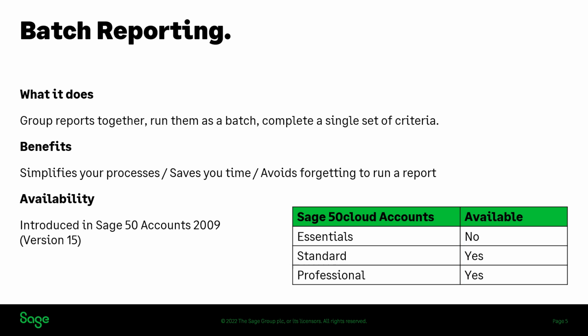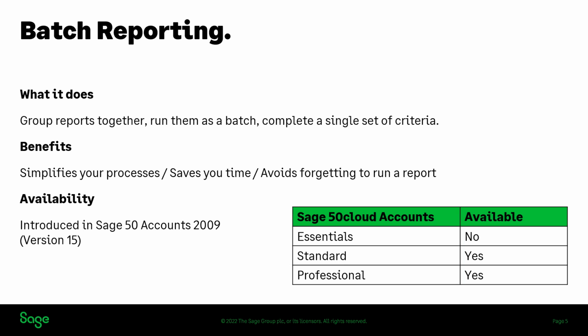So benefits wise, obviously it simplifies your process. Whichever reports you want, you include them in the batch, and then you run the batch report itself. So you're just running one report and completing that one single set of criteria and just letting it get on with it at that point. So saving you time. Also, if anyone else is taking over, or maybe you're just having one of those days where you just get interrupted all the time, it avoids you forgetting to run reports as well.